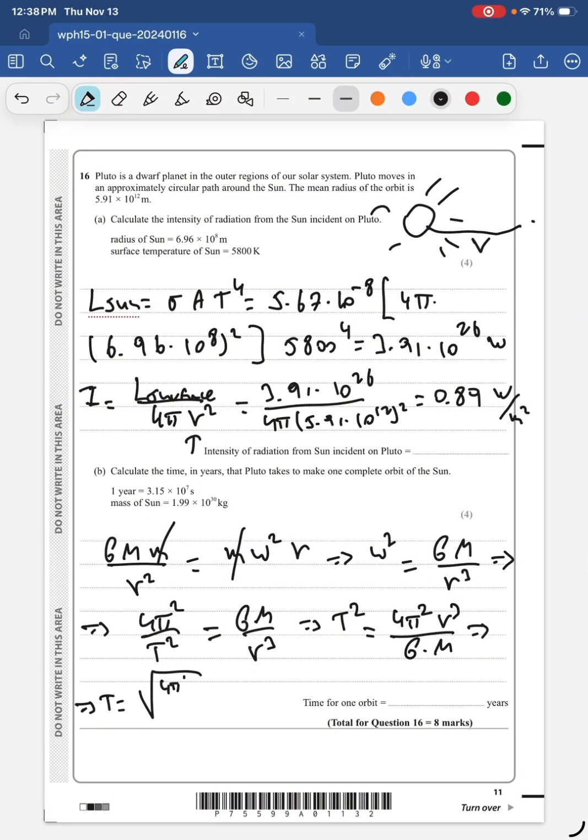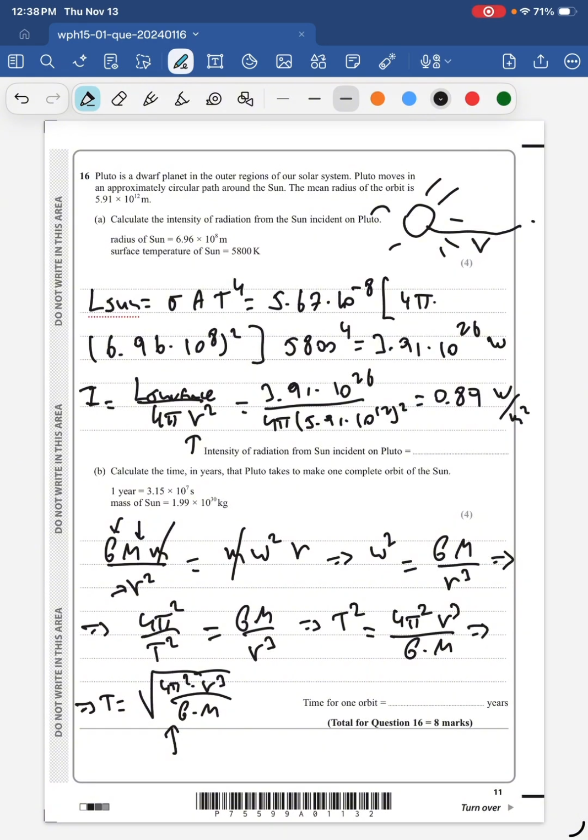Square root of 4 pi squared times r cubed over GM. I don't think I ever mentioned this before, but usually when you derive formulas, it's good to not use numbers until you reach a final expression. This is the final expression, okay? It is tempting to start plugging in numbers, but usually it's going to confuse you. I don't know if it works for you, fine, but in general, I recommend you reach a final formula, and then once you reach that final formula, you plug in numbers.